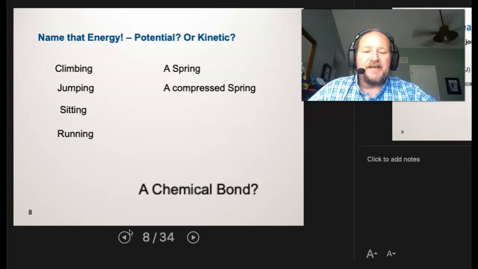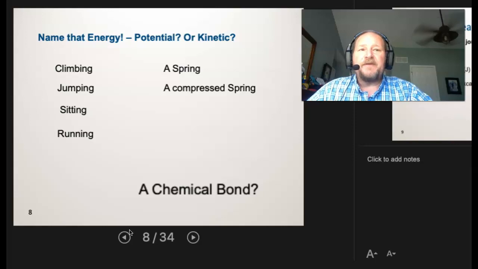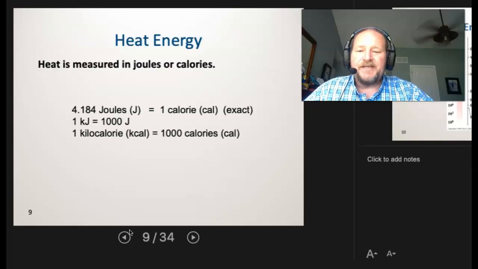Okay, so bonds then are potential sources of energy. In fact, our bodies will store that energy in bonds, and hopefully your A&P prof will get into that a little bit in more detail.